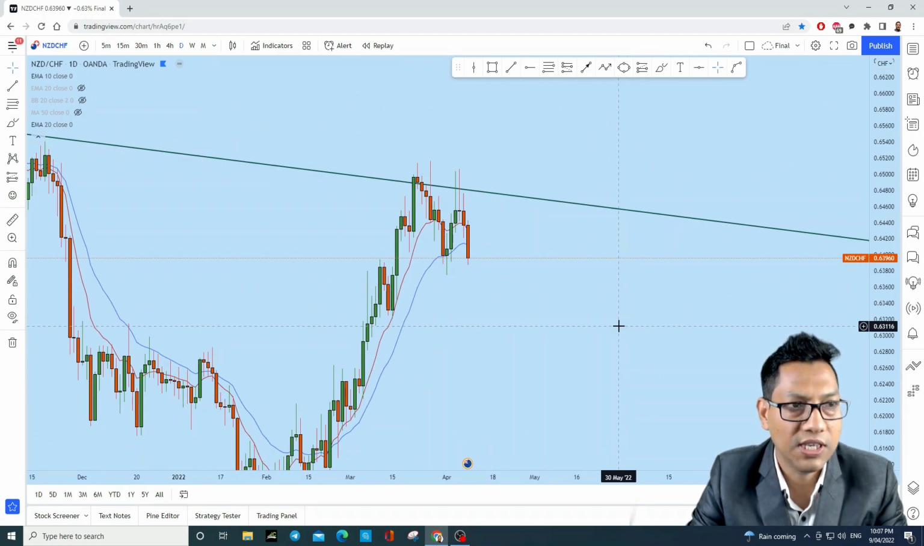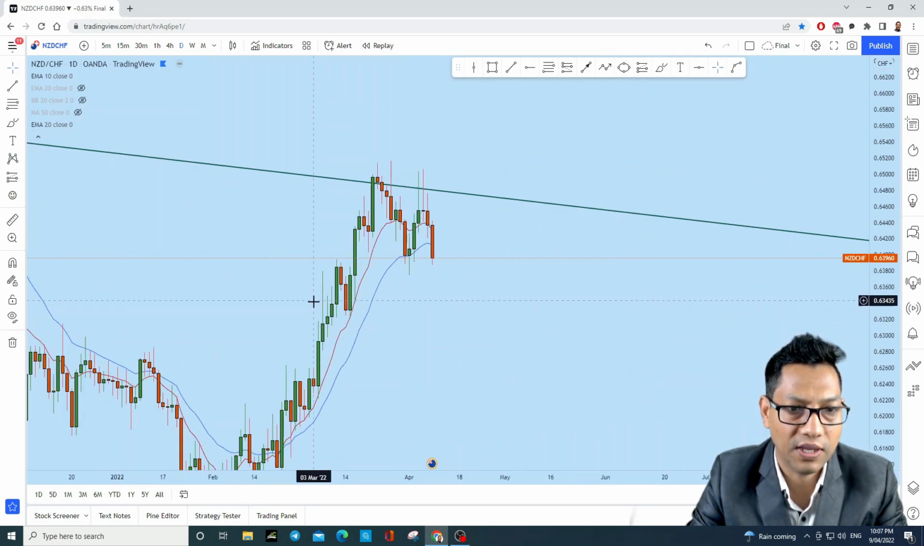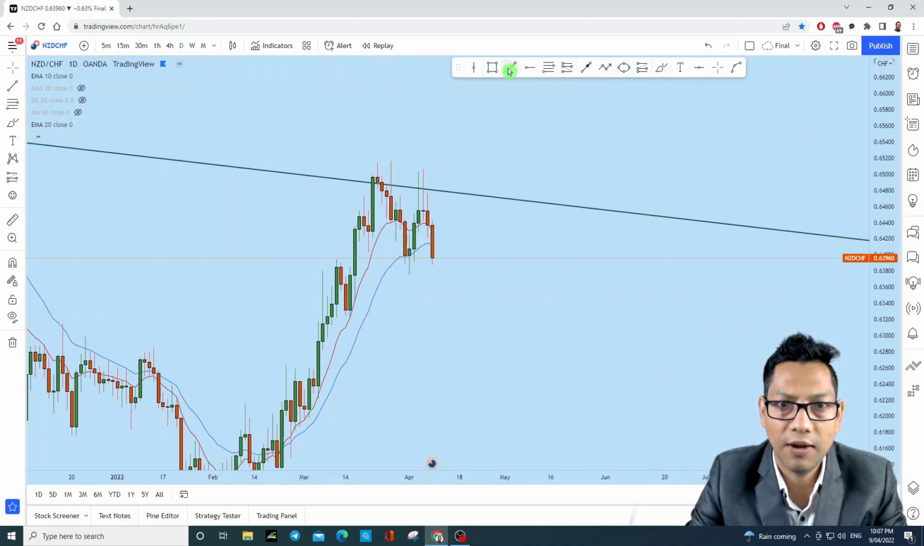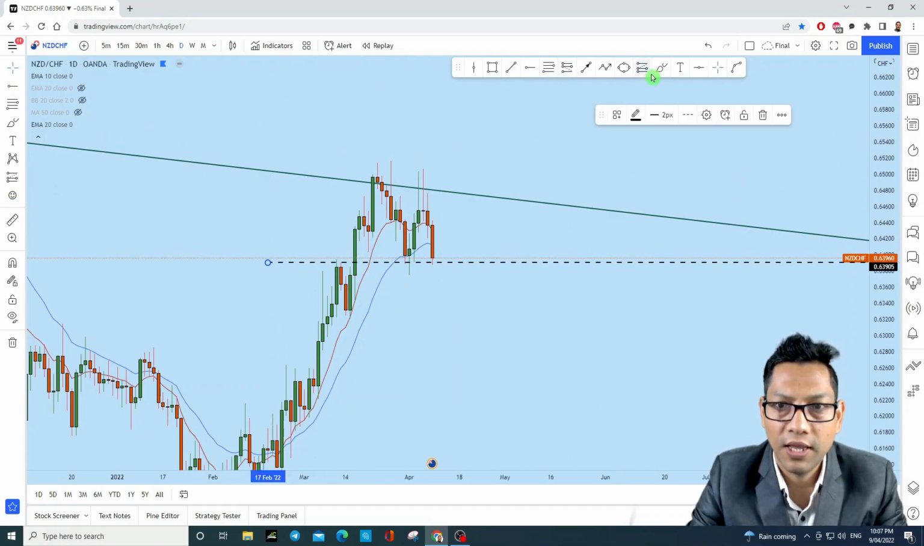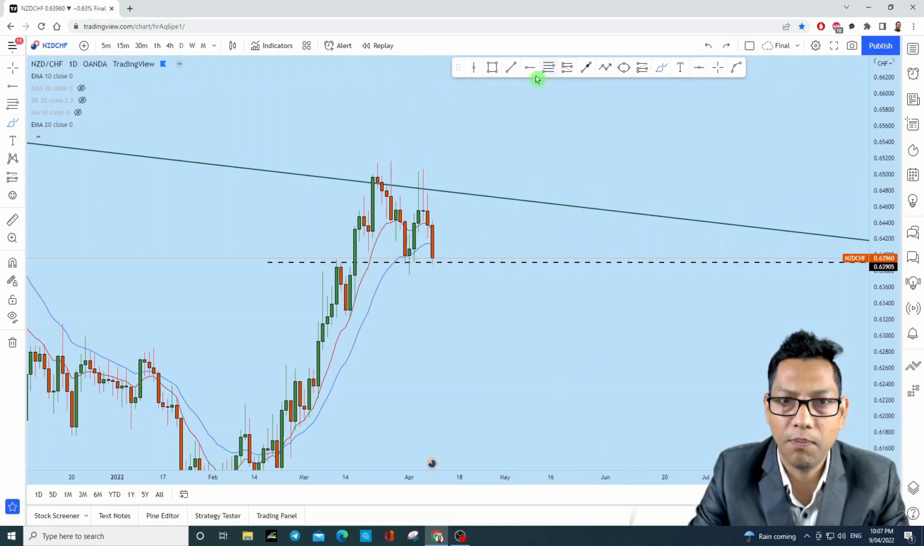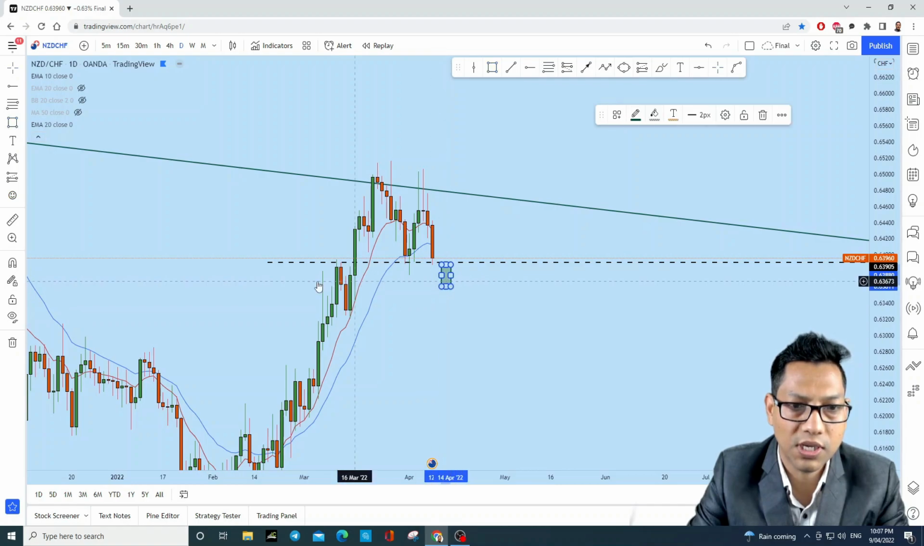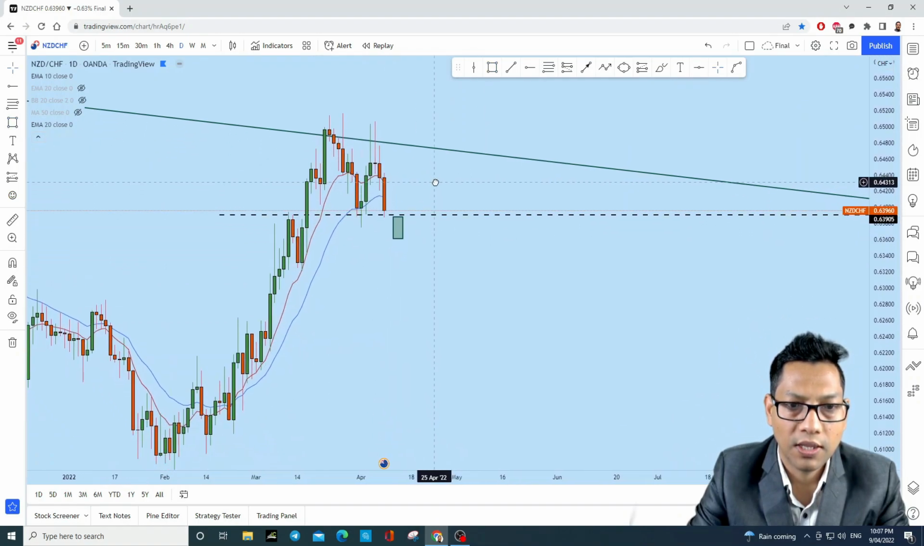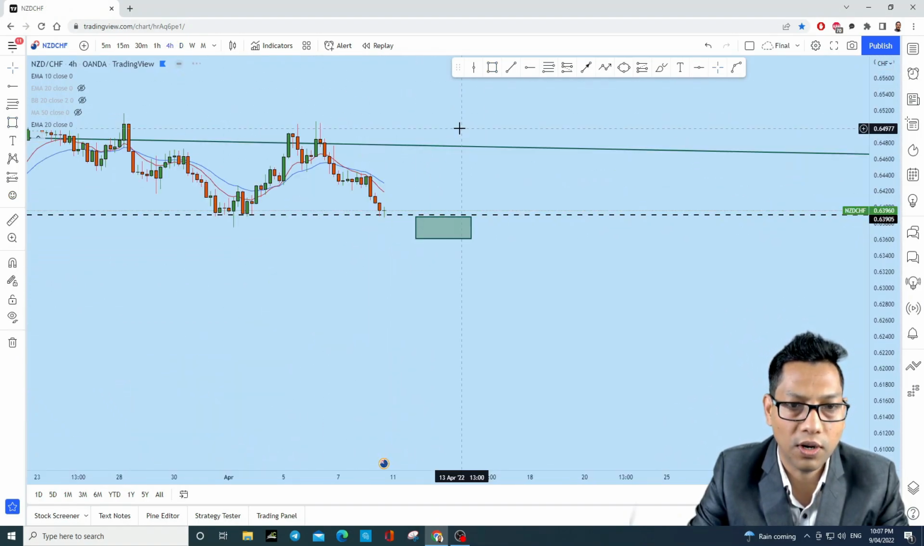Now what you see on NZDCHF, this is the daily time frame, and just above this support, this is the daily support here. As you can see, there is a resistance in the past, now acting as a support. So two possible scenarios. The first is if the market opens with a gap and breaks down to the downside, breaking this level of support, then let's see on the 4 hour, then I will understand.